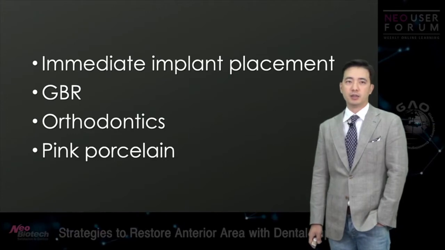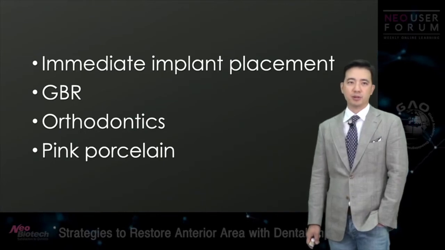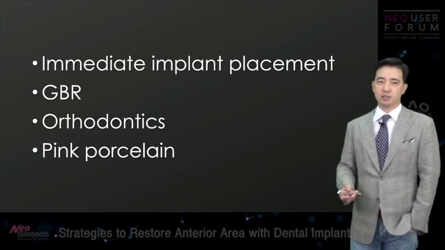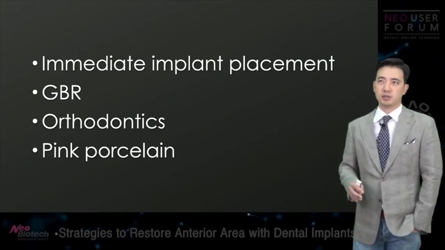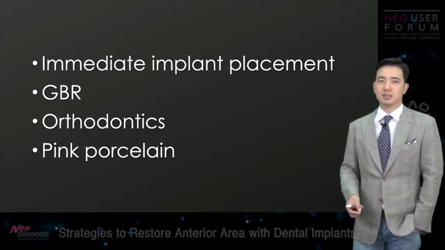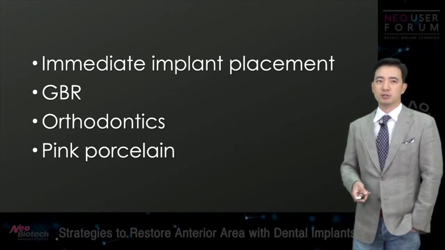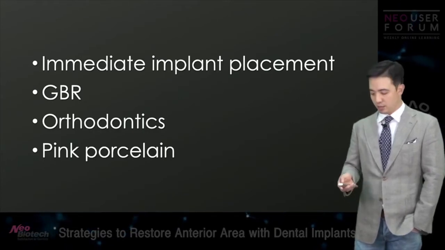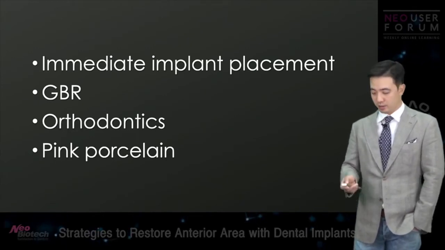And well, I think it's not the end of the world that you don't have a nice natural papilla, soft tissue, because if the prosthesis is hygienically made and maintainable, I think it's even better to have nice papilla-shaped pink porcelain than to have a really big black triangle with a very long clinical crown. So it's another really good option, and I'm going to show you some of my cases along this presentation.